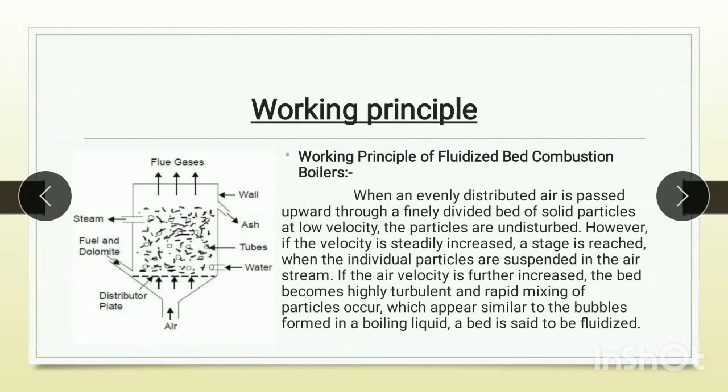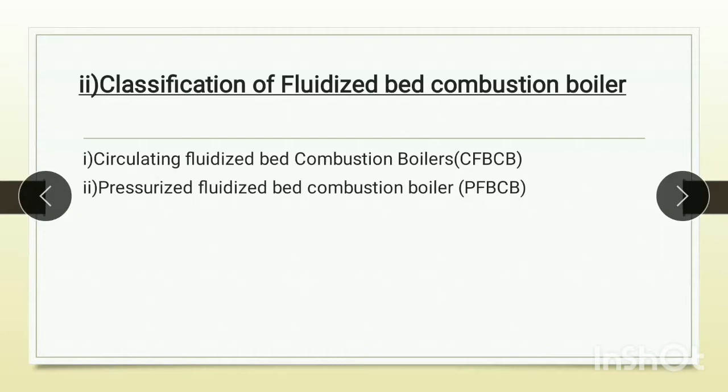And this process of generating turbulent particles is called a fluidized bed. Okay, so we are going to classify it into two parts. The first one is circulating fluidized bed combustion boiler, and the second one is pressurized fluidized bed combustion boiler.